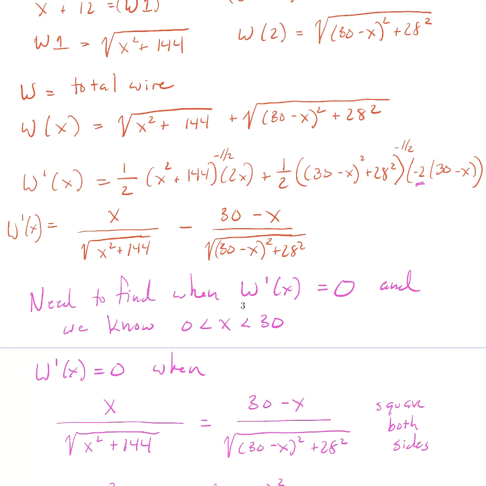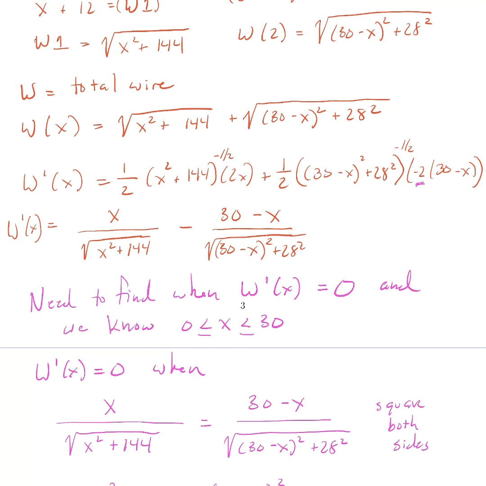I move the square roots down into the denominator. And we need to know when this is equal to 0. And we know that x must live between 0 and 30. I guess technically 0 or 30 could be an option here. Seems unlikely. All right, so when is it equal to 0?